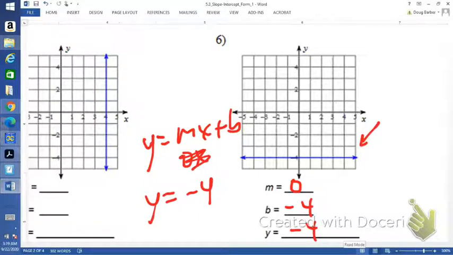So vertical lines, how would you name those? x equals whatever the x-intercept of that line is, and then for horizontal lines, we're going to name them as y equals whatever the y-intercept is. So this line right here, it's a horizontal line. Its y-intercept is 3. Every y-coordinate on that line is 3. So that's how you would name it.